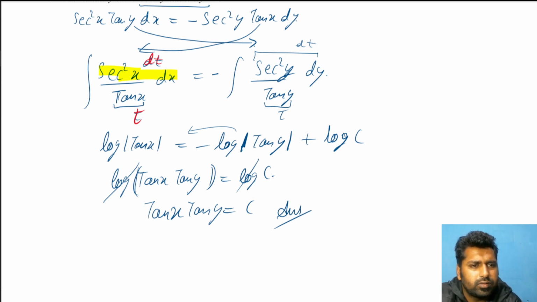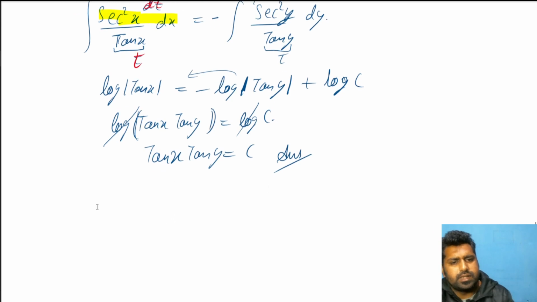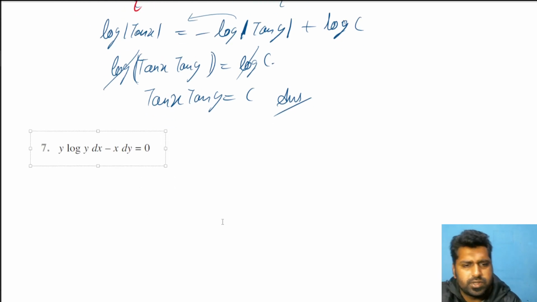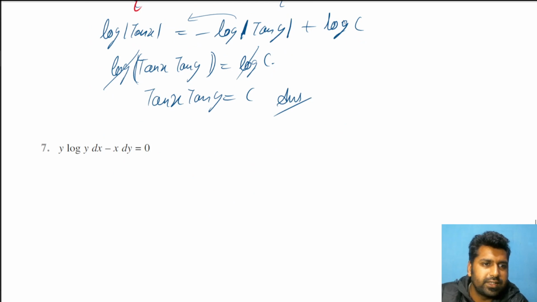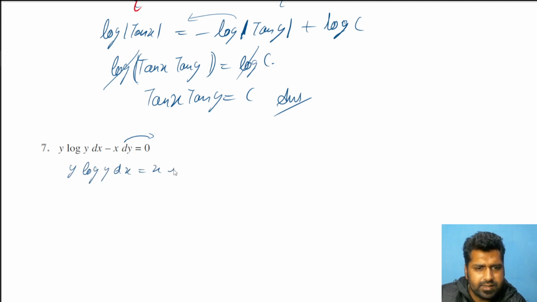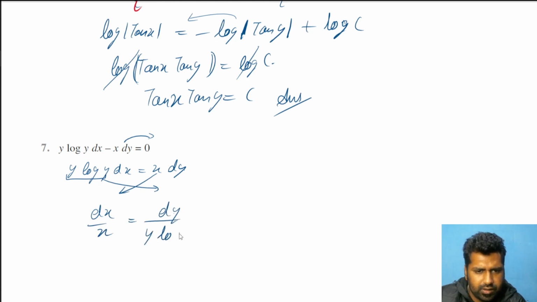I'll take one more question of this sort, in which you will be required to take the constant as log c. Look at this question. This has a log already present in it anyway. So take this term on the other side: y log y dx is equal to x dy. So get this x here, get this term here. So dx upon x is equal to dy upon y log y.